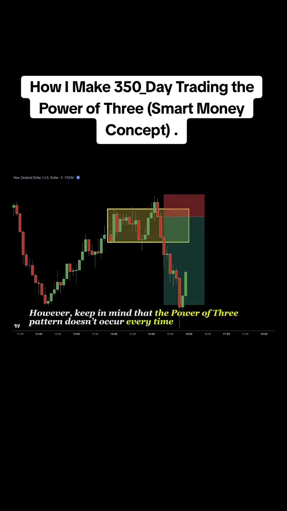However, keep in mind that the power of 3 pattern doesn't occur every time. Sometimes, after the breakout, the market might continue upwards instead of reversing. The key is to wait for a liquidity sweep after the breakout. If it happens, that's great. Take the trade. If it doesn't, don't assume the power of 3 strategy is ineffective. It works, but like any setup, it won't appear in every scenario.